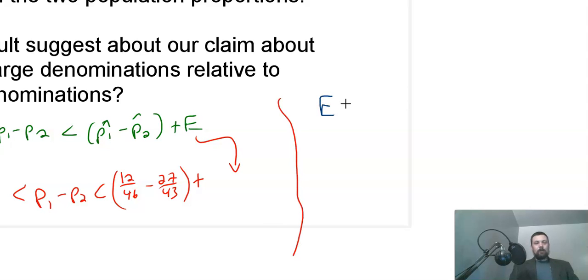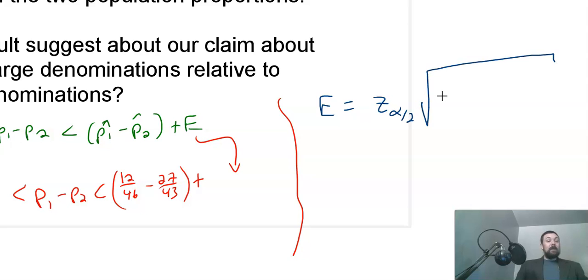So E, the margin of error for a confidence interval about two proportions, is going to be a critical value sub alpha divided by 2 times the square root. Now for this, we don't use P bar. We use P1 hat, Q1 hat over N1 plus P2 hat, Q2 hat over N2. And this is actually an easier calculation because of that.